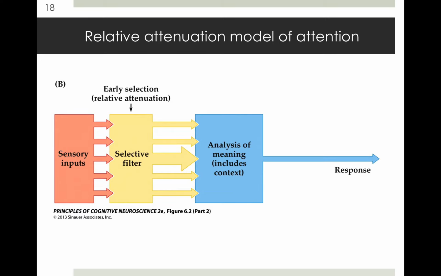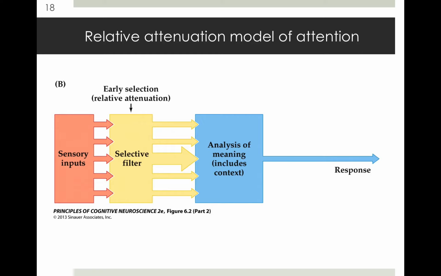You can also have a relative attenuation model, a softer version of the early selection model, right? Instead of having a purely selective filter that only selects one channel and attenuates everything else, some things are better attended, or emphasized in your mind, whereas other things are a little bit less emphasized. So the difference in this model is that you're not fully filtering out all the other channels, but you do still pay more attention to the selected objects in order to generate a response.